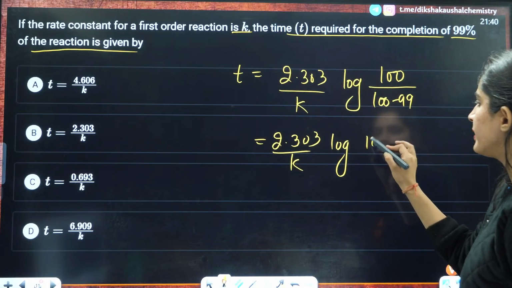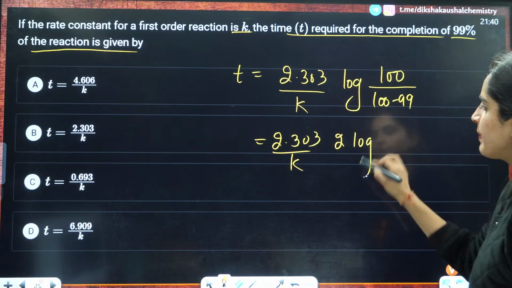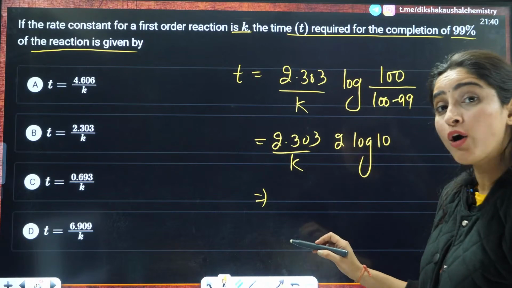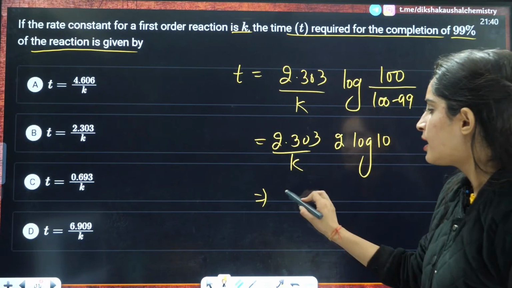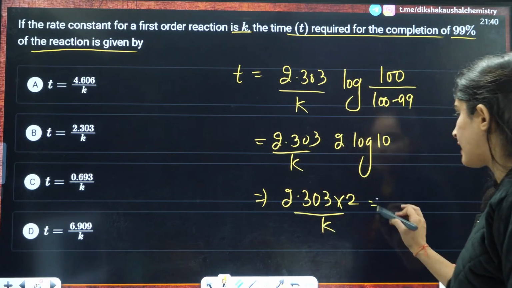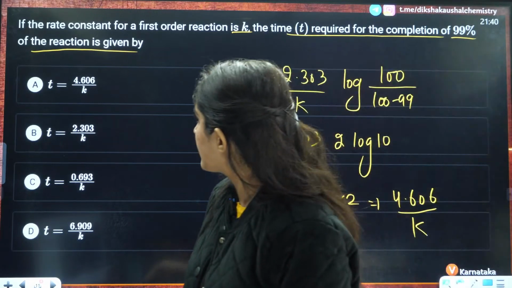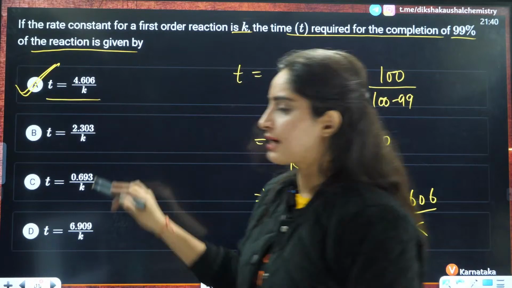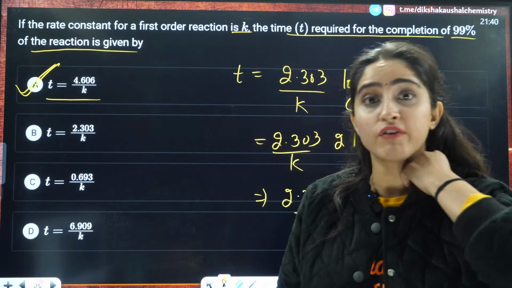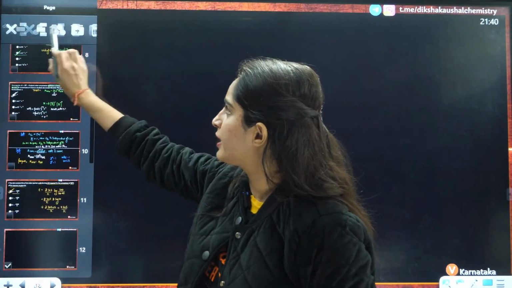100 means this will be 10 raised to power 2. It will become equal to 2 into log base 10 of 10, and we know that log base 10 of 10 is 1. So it is 2.303 multiplied by 2 divided by K, that is 4.606 divided by K. So A is the correct answer. Okay guys, very good.